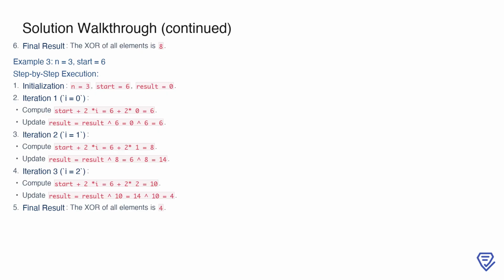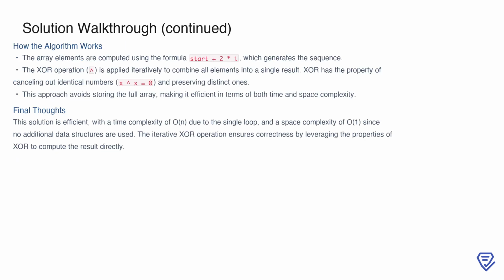By iterating through the array values and updating the result at each step, we efficiently compute the XOR without ever needing to store the full array in memory. The algorithm works by dynamically computing the array elements using the formula start plus 2 * i. This avoids the need to generate and store the entire array, making the solution space efficient.